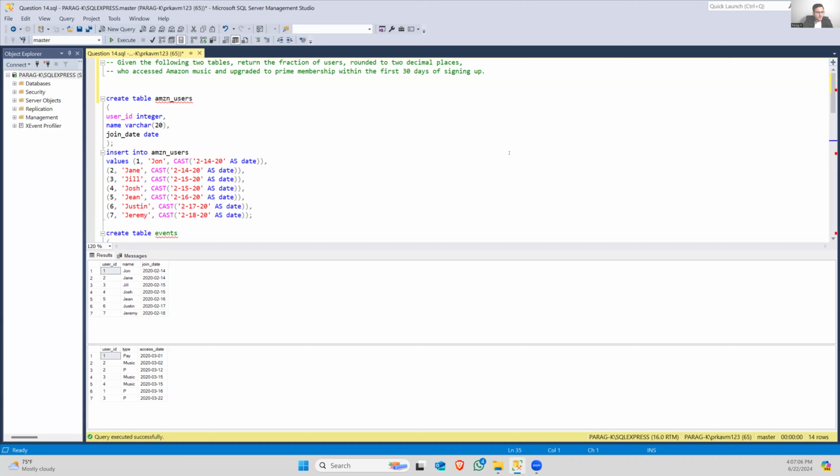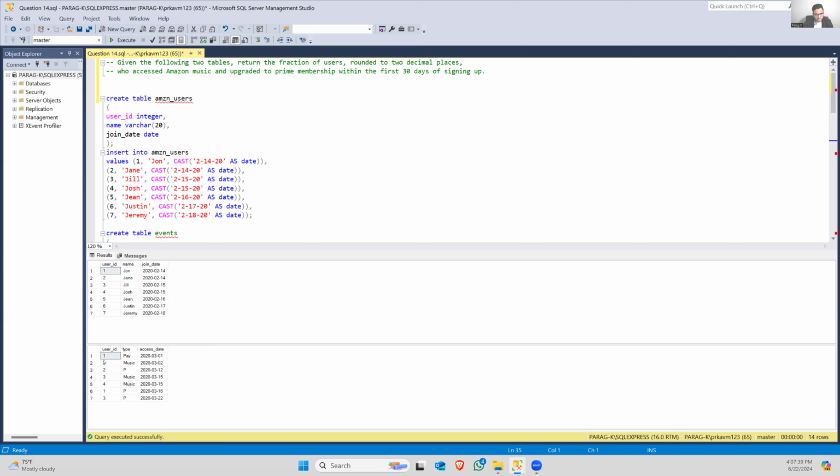Okay, so we have two tables in here. If you observe these two tables, they basically cover two things. One has the user ID and the name of the customers. Just imagine this is an Amazon user base. And this is the join date, which says that when you create an account the first time you sign up on Amazon, that's the join date of all these users, and then the respective user ID that I've mentioned here.